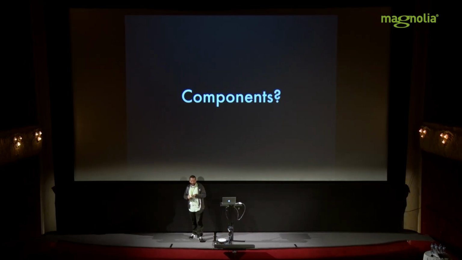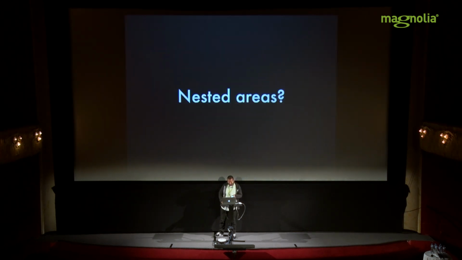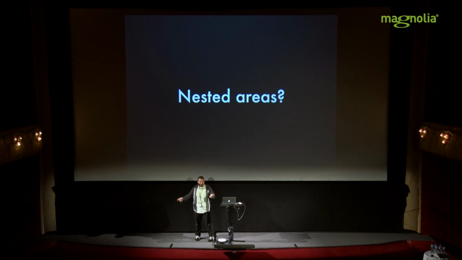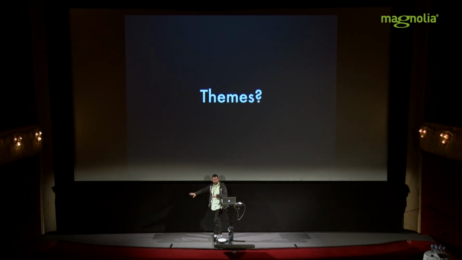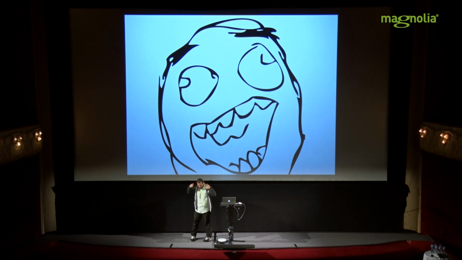Okay, now, let's add some components to the mix. Things start to get messier, right? How about nested areas and double the complexity? Themes. You put your CSS in your IDE or your front-end build process, and then configure the theme through the configuration app. Start to go crazy, right?